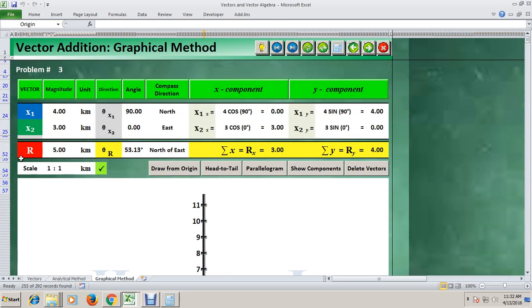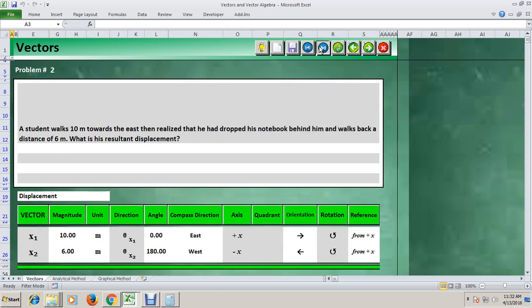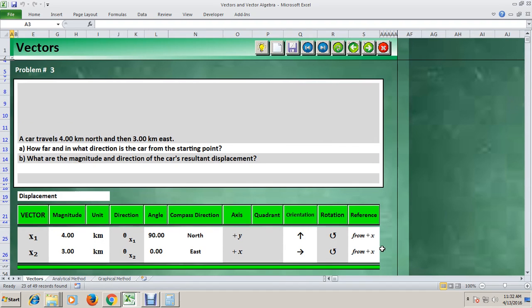Okay, so how did we compute for the value of the magnitude of the resultant vector? Try to notice in our computation that the 90-degree angle for the north and the 0-degree angle for the east are also measured from x, as shown here. The first vector, 4 kilometers at 90 degrees north, on the positive y-axis, the angle is measured from x.